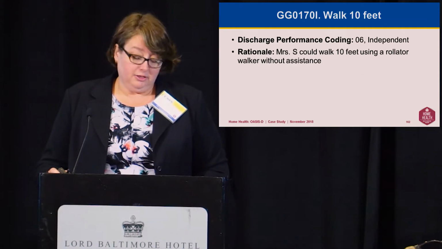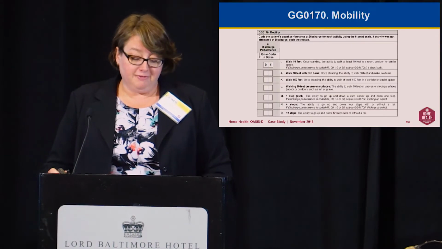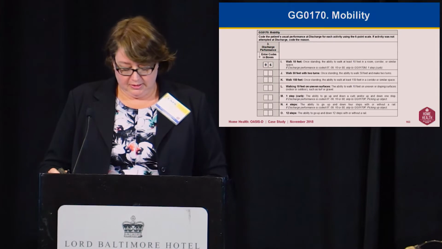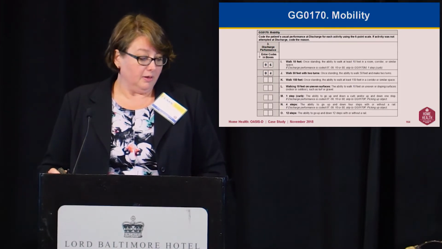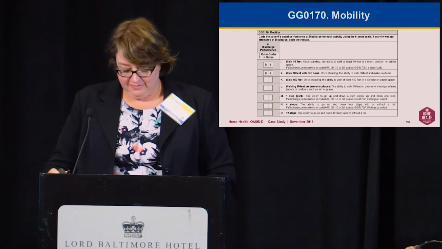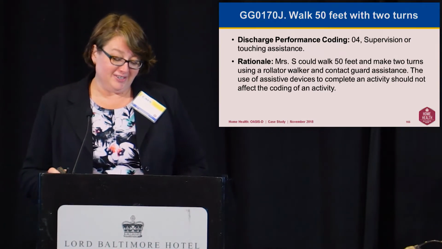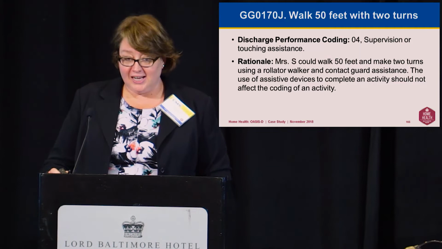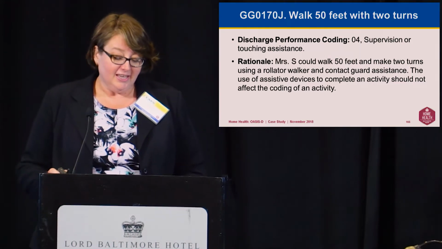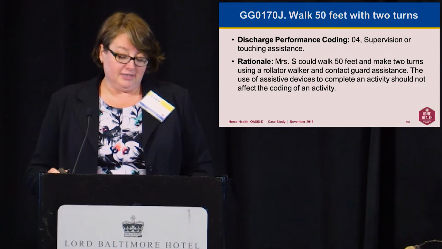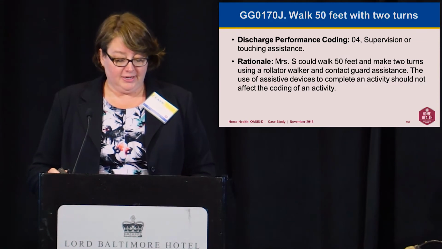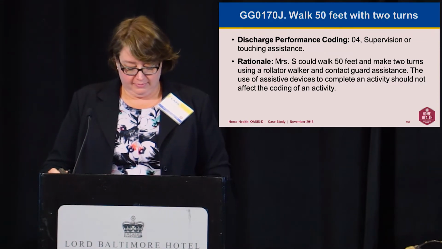On J, walk 50 feet with 2 turns. We got 04. Yay. Mrs. S could walk 50 feet and make 2 turns using a rollator walker and contact guard assistance. And again, the use of the assistive device to complete the activity is not going to affect the coding.